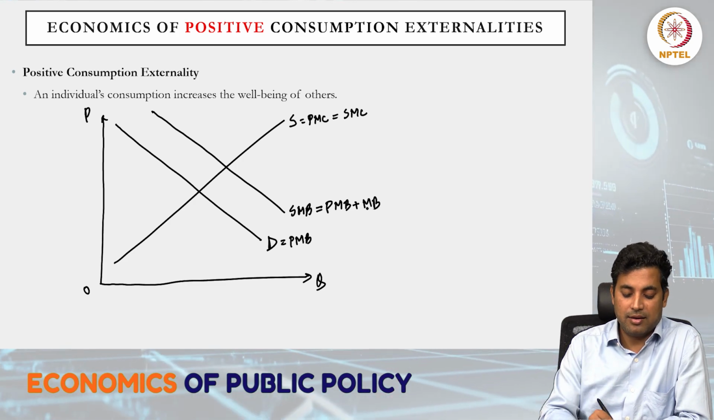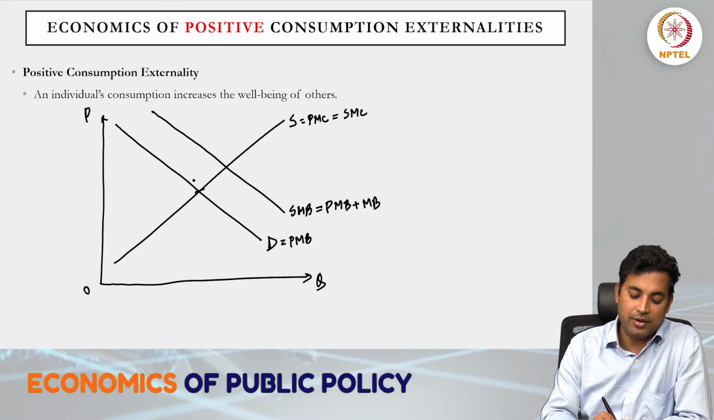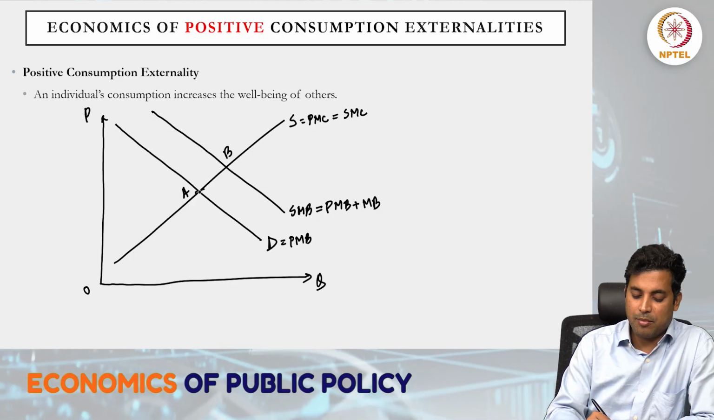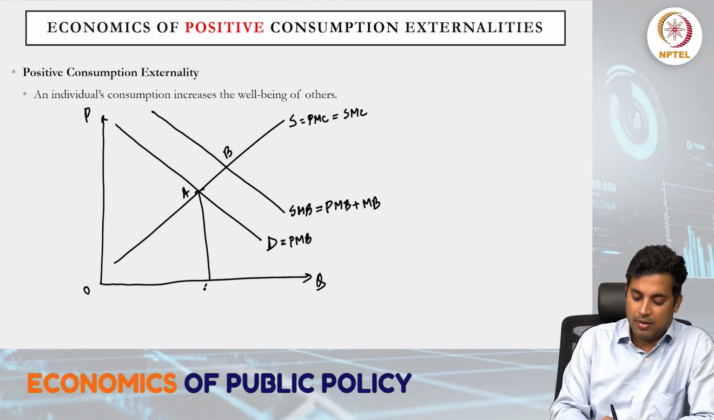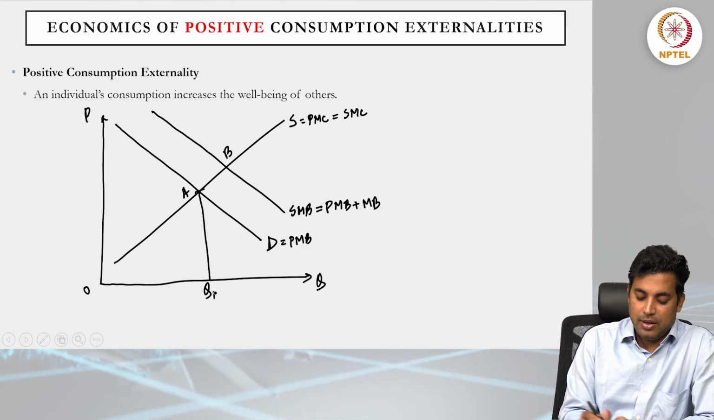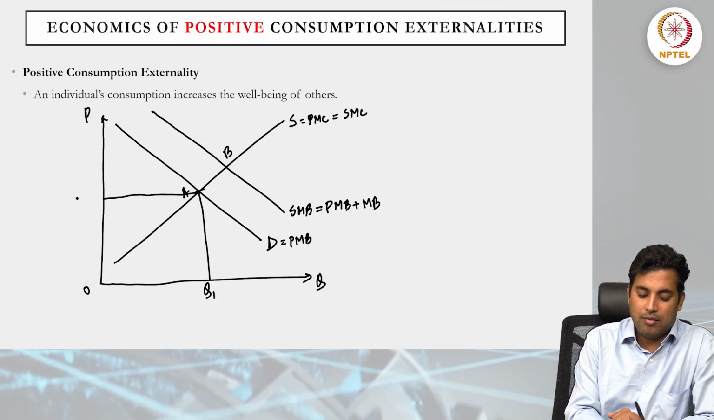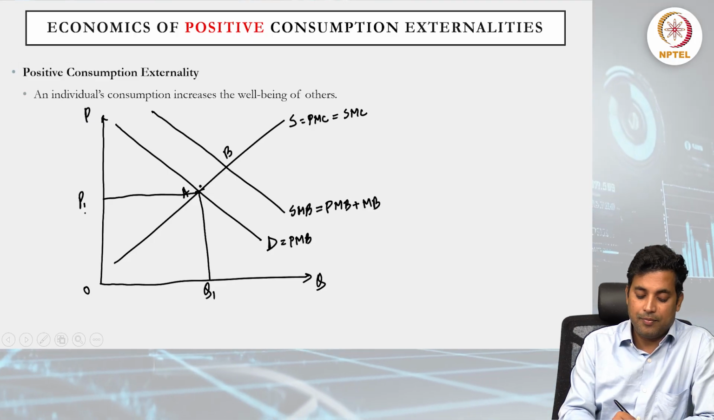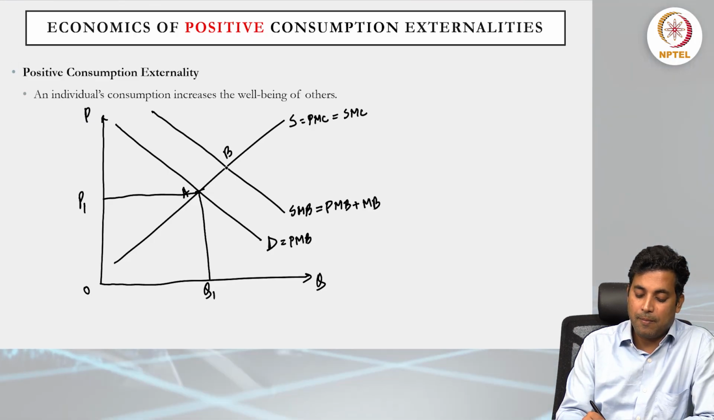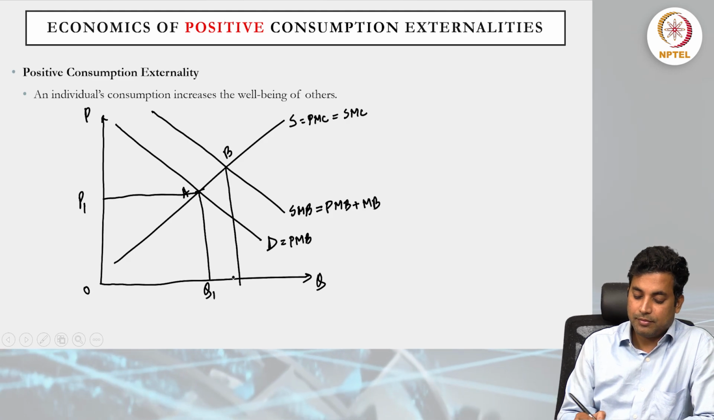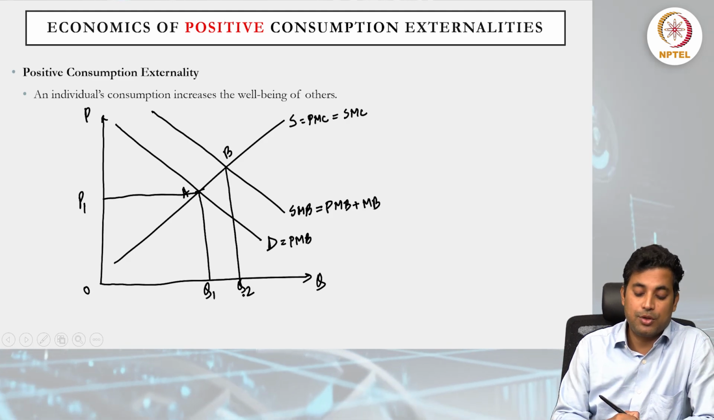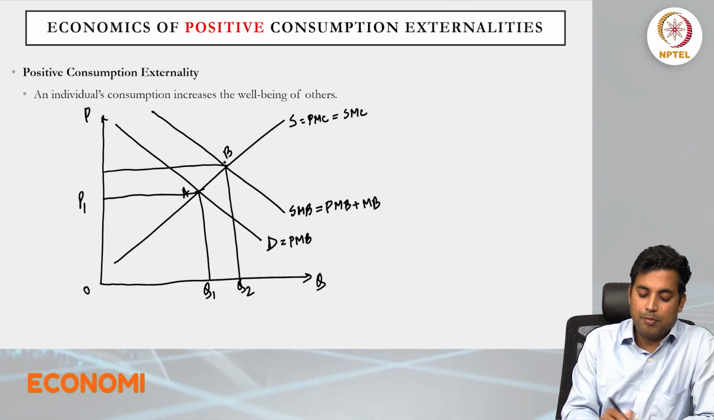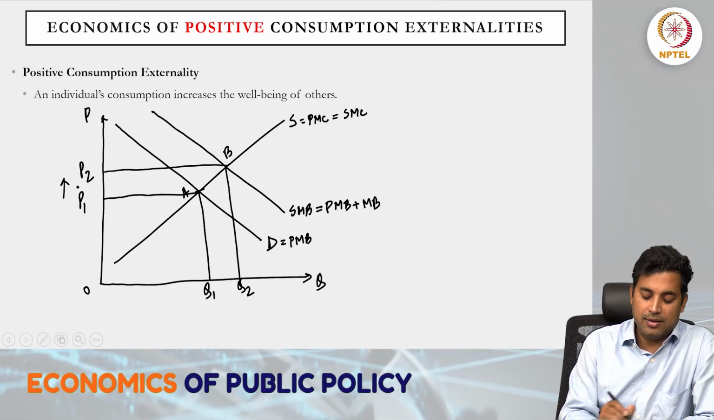Here again, we can see there are two equilibrium points. First equilibrium point here, second equilibrium point here. At the first equilibrium point, Q1 quantity and P1 price are determined, and then at point B, Q2 output is reached and the price is increased.